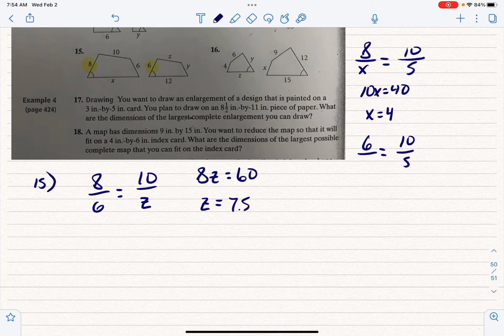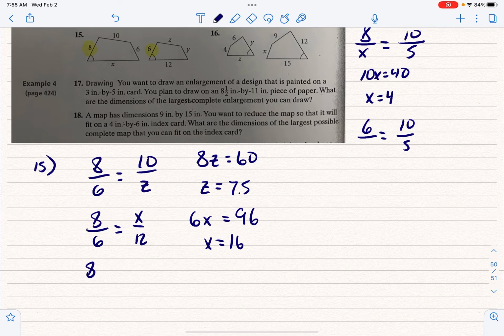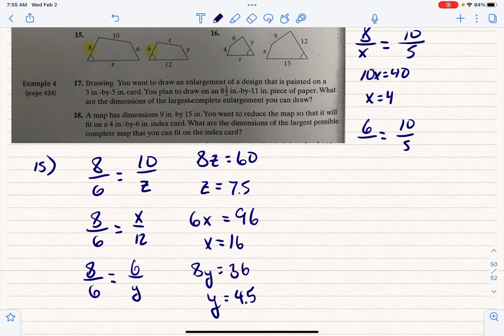Okay? Again, I could say 8 is to 6 the same way that x is to 12. And that would give me 6x is equal to 96. So therefore, x is equal to 16. And once again, I could say 8 is to 6 the same way that, let's see, how about 6 is to y. And that would give me 8y is equal to 36, so therefore y is equal to 4.5. Okay. Number 16.